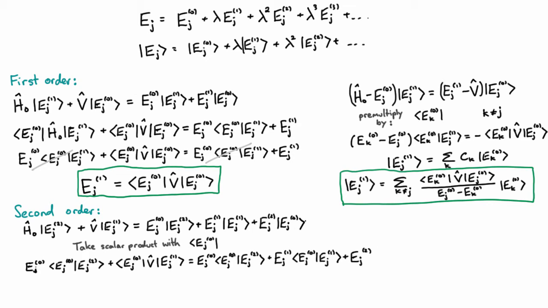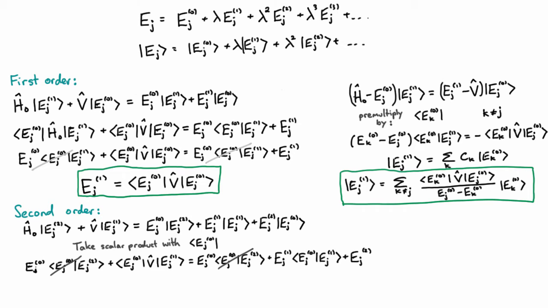and when we take the inner product between E_j^0 and E_j^0, we just get 1. This term here and this term here are identical, so they cancel. And this term here, we already know what E_j^1 is because we calculated it up here, so we can plug that in. And this term here can actually be set to 0 as well, because you can force that the inner product between the unperturbed and the perturbed states is 0.